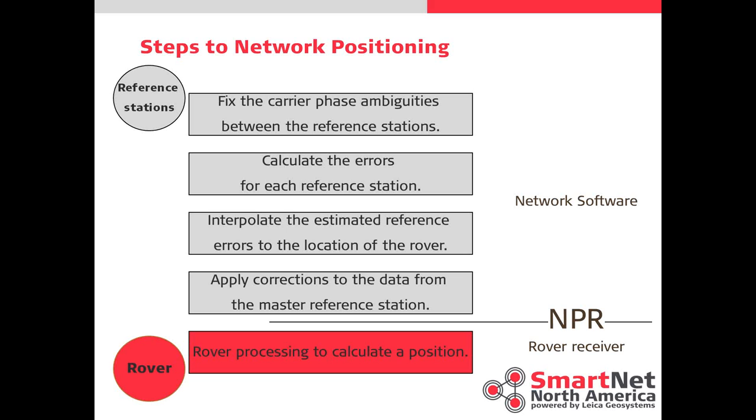For a non-physical reference station, so VRS, or even what we consider our iMAX solution, you can see where the steps in the network positioning happen. Everything happens server side. And this, of course, again, is to support legacy rovers that are not capable of receiving a MAC correction in the field. So you can see 4 of the 5 steps are done on the network software side, and then only 1 step is done on the rover side.